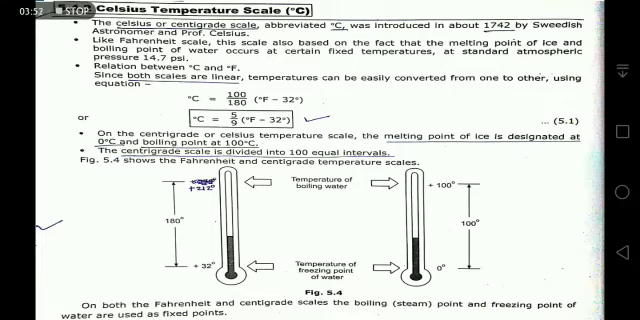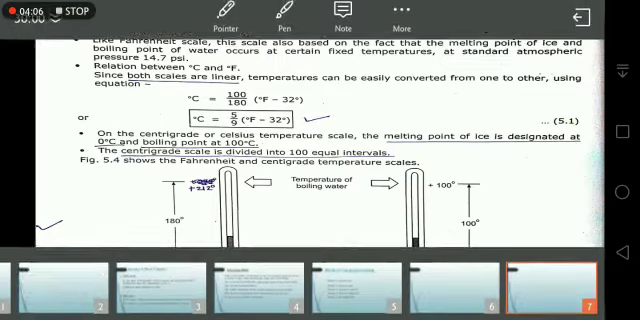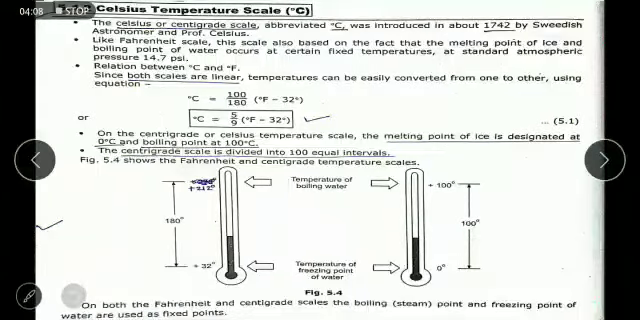The second is the Celsius temperature scale. In Celsius, the melting point of ice is designated at 0 degrees Celsius and the boiling point at 100 degrees Celsius. If we want to convert the Fahrenheit scale into degrees Celsius, we use the following formula: degree Celsius is equal to 5 by 9 in bracket degree Fahrenheit minus 32 degrees. We use this formula to convert degree Fahrenheit into degree Celsius.